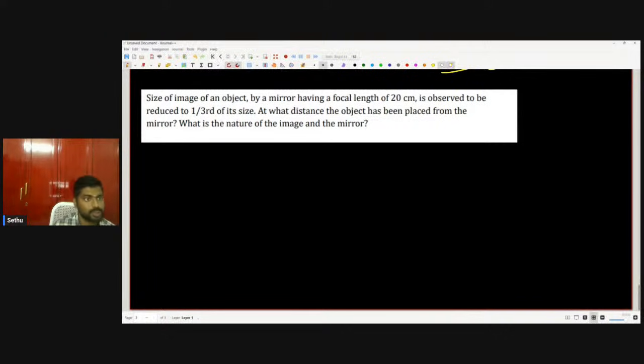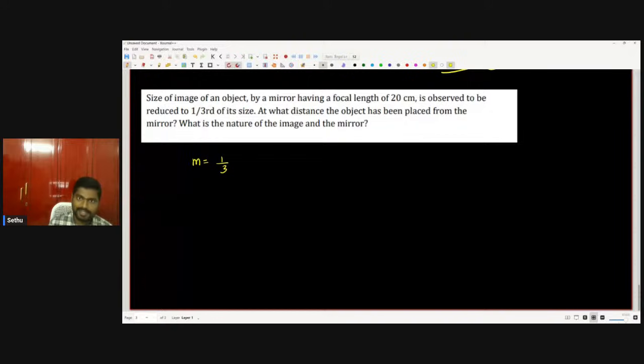What do we get? The size of an image of an object by a mirror having focal length 20 is observed to be reduced to 1/3 of its size. Right? So magnification is 1 by 3. At what distance has the object been placed from the mirror? What is the nature of the image and the mirror?